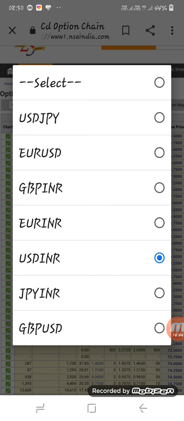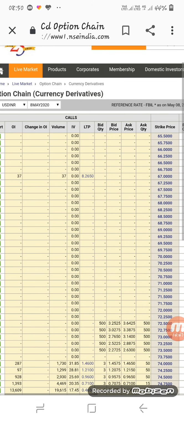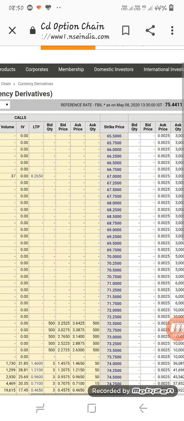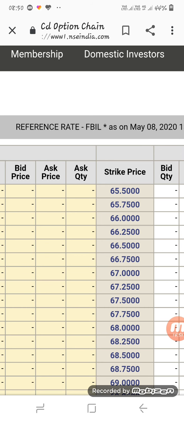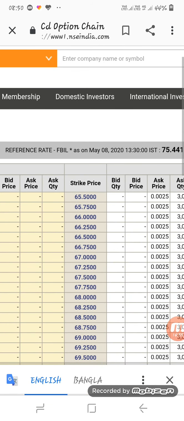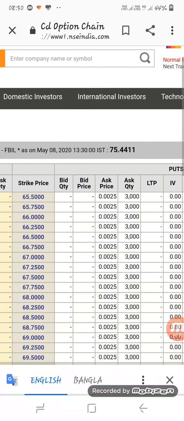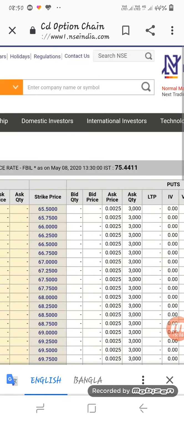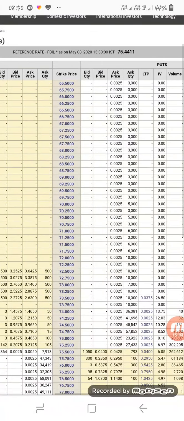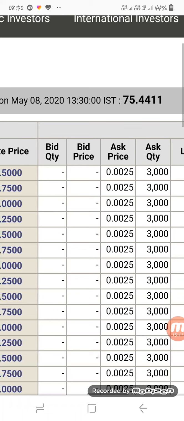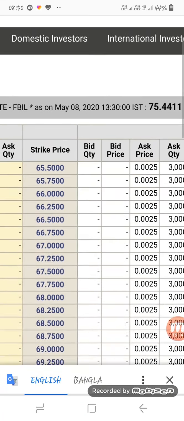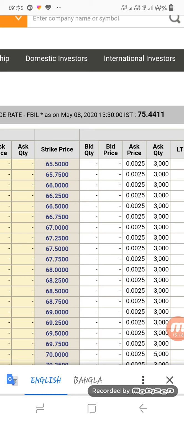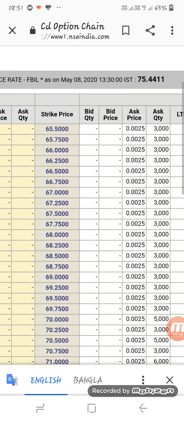So I have selected USD INR right now, and this is the data for 8 May, and as I've told you, this reference rate is given by the RBI. So the reference rate is 75.44. I showed you in the previous video where to get this data from. Similarly, out here you need to select the strike price. If you think the USD INR currency pair value is going to decrease from 75 to 74 or 73, then you need to select from the strike price.